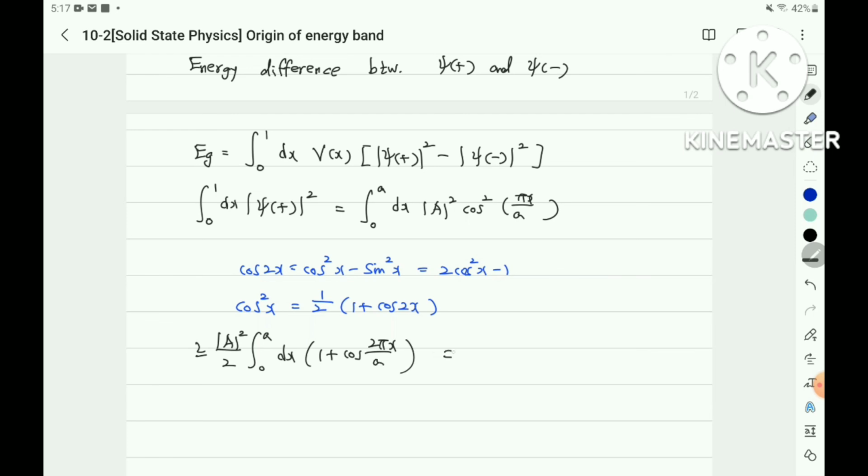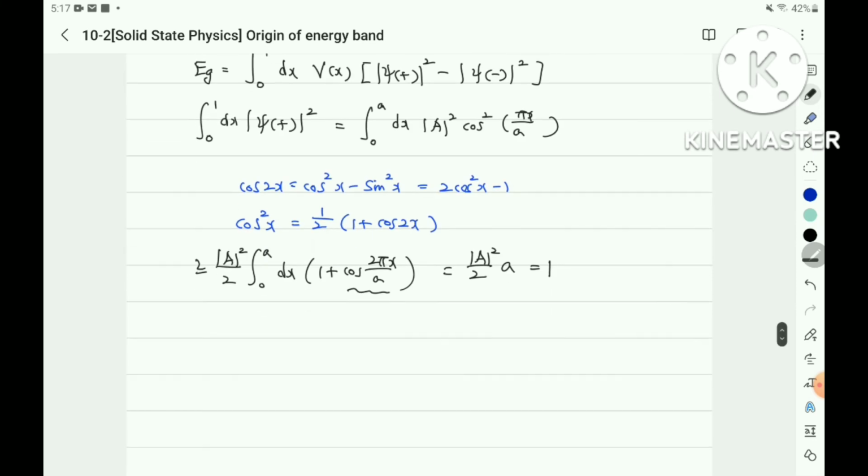Then the integral of cosine becomes sine, evaluated from x equal to 0 to a, which is 2 pi and 0. Therefore, this term is cancelled. This term is 0 at the edge of the integral between 0 and a. Therefore, it is a squared over 2 times a, and it should be 1 because of the normalization of this function, and therefore the amplitude is the square root of 2 over a.